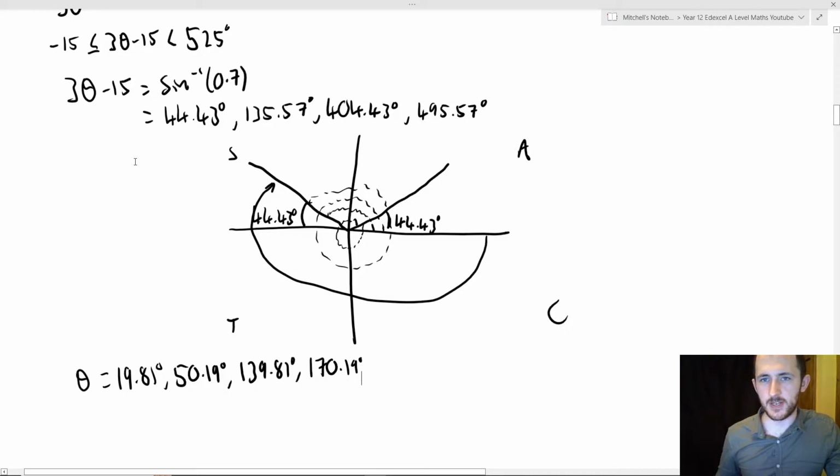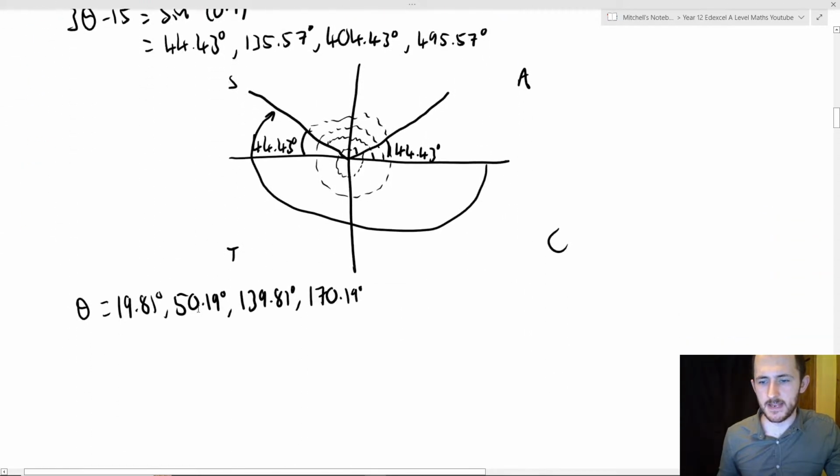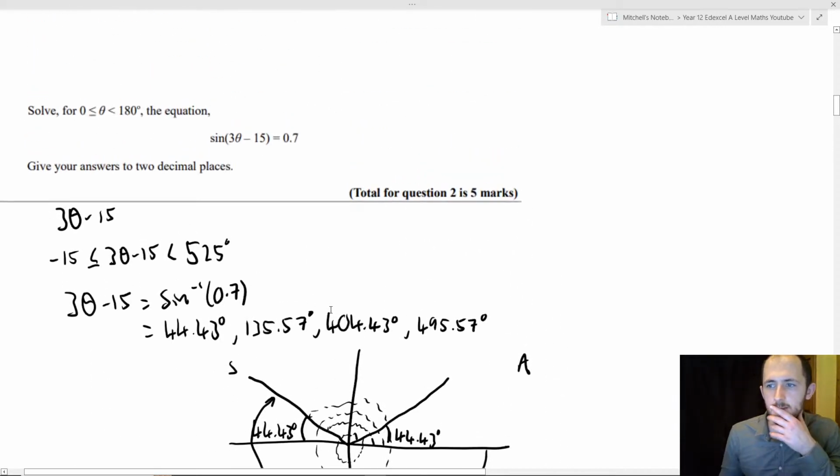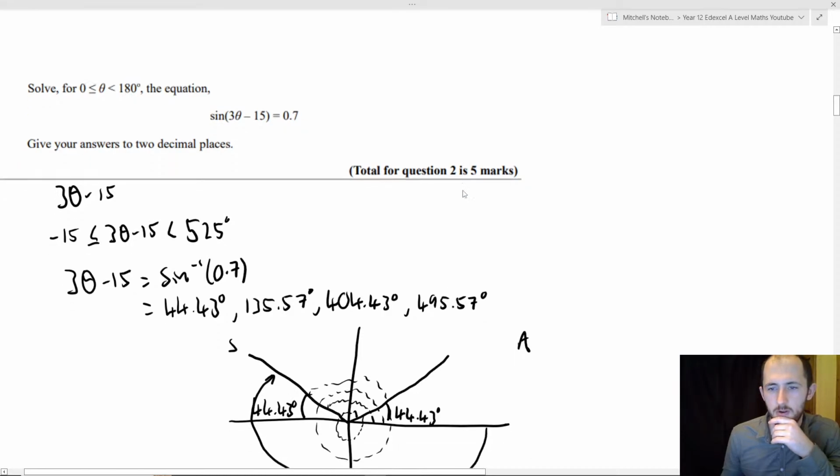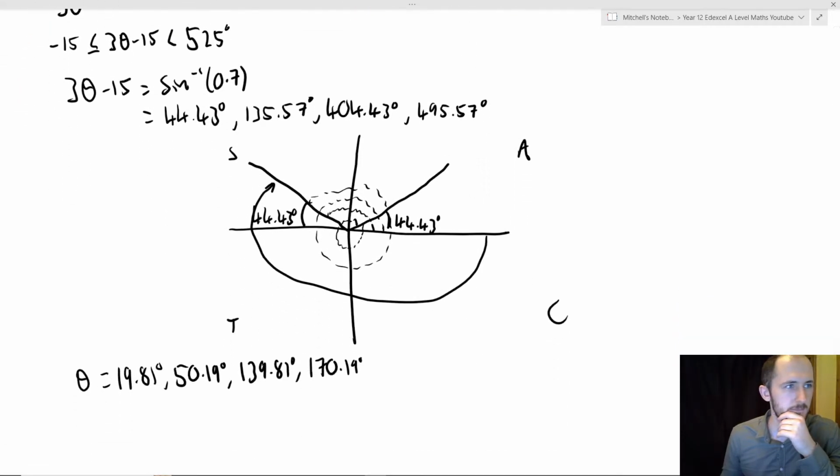If you look at our range again, 0 to 180, we've got 4 values. That's pretty impressive. It seems like we got them all. Okay? So just be really careful when it comes to that. And again, in a 5-mark question, losing a mark is pretty devastating. It's 20% of the grade gone. I'll leave that up there for a second.